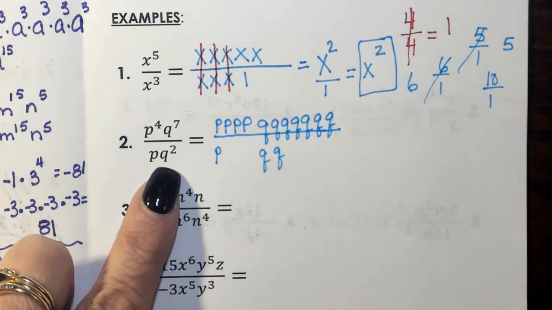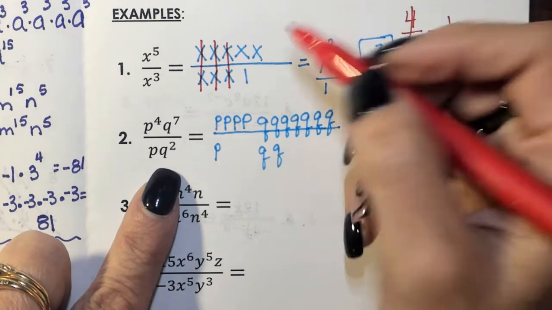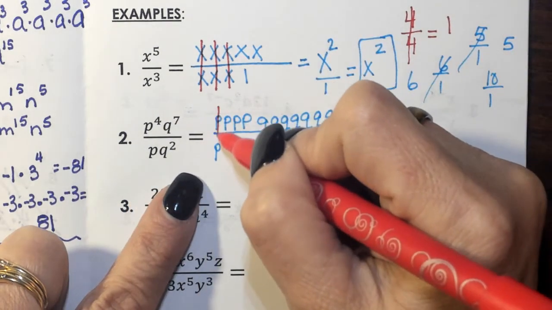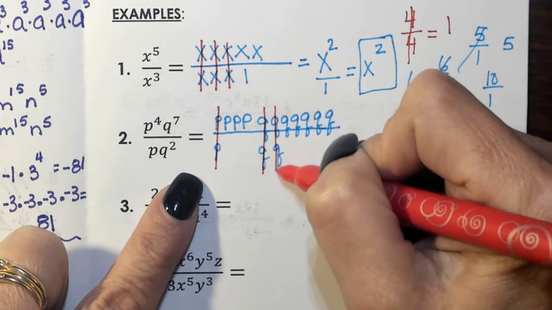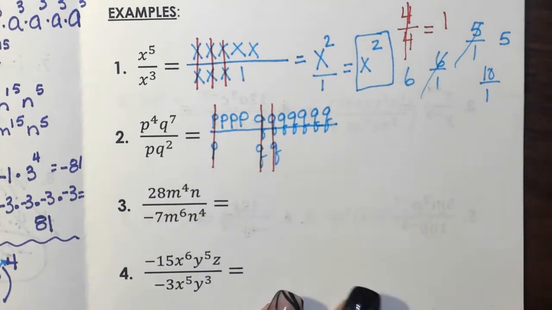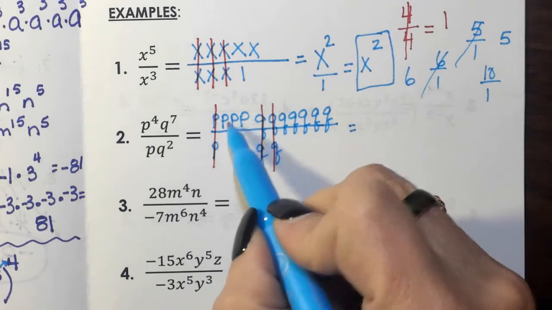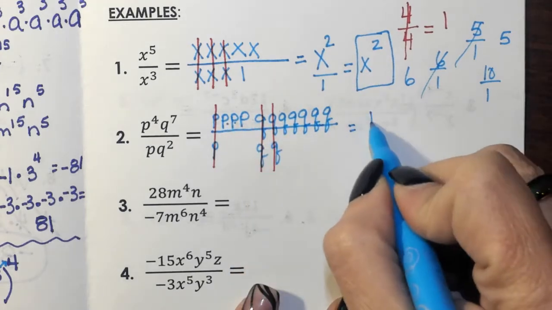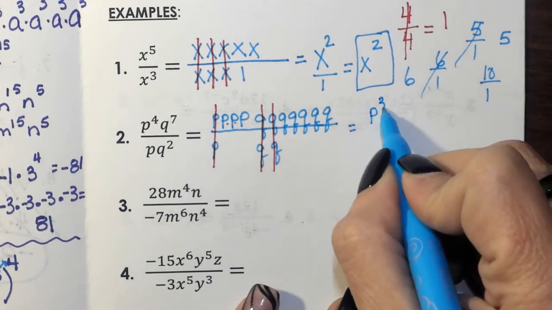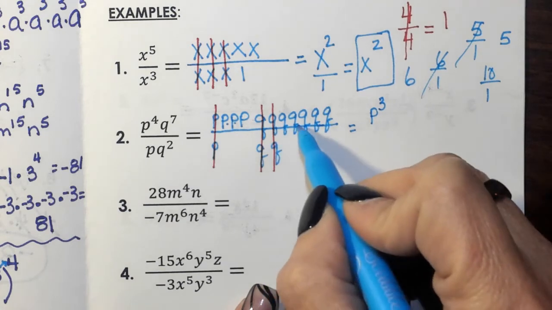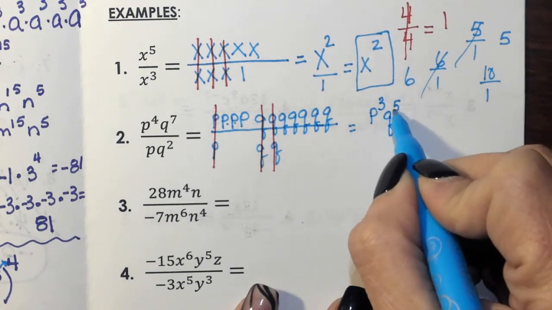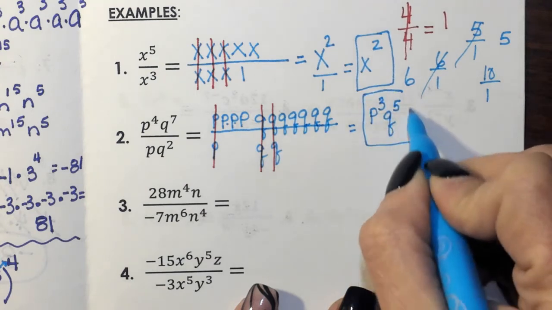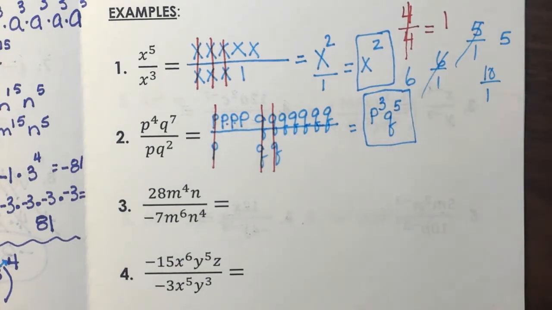All right, everywhere they double up, we're going to cross them out. Those double up, q over q, q over q. Okay, what am I left with? 1, 2, 3 p's on top. So p to the 3. 1, 2, 3, 4, 5 q's. And there it is.